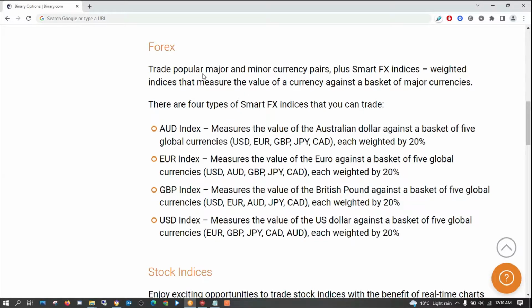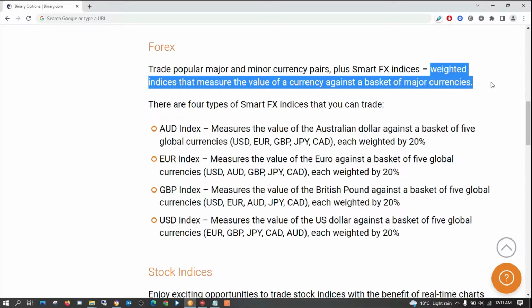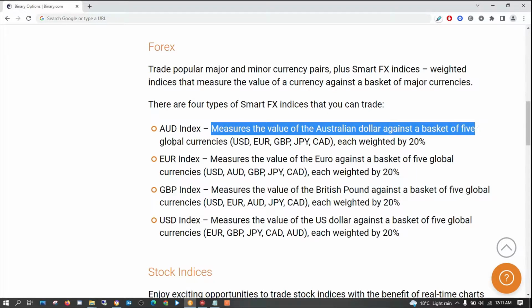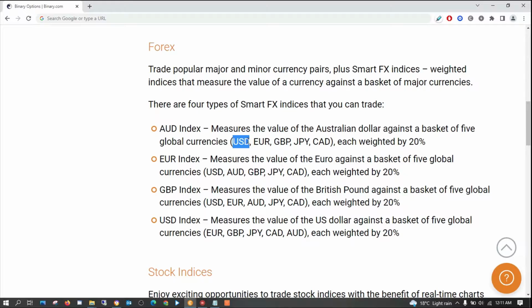In forex, you trade popular major and minor currency pairs plus smart FX indices. Most YouTube channels deal mostly with forex, so this is what they do. Smart FX indices measure the value of a currency against a basket of major currencies. There are four types of smart FX indices that you can trade on. First of all, the AUD index. This is the Australian dollar index, the measure of the value of the Australian dollar against a basket of 5 global currencies, which are USD, Euro, Great Britain pound, Japanese yen, and Canadian dollar, each weighed by 20%.